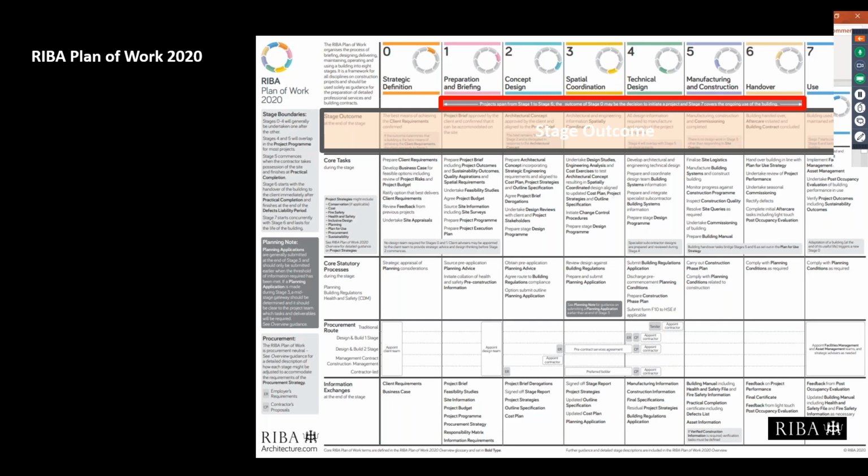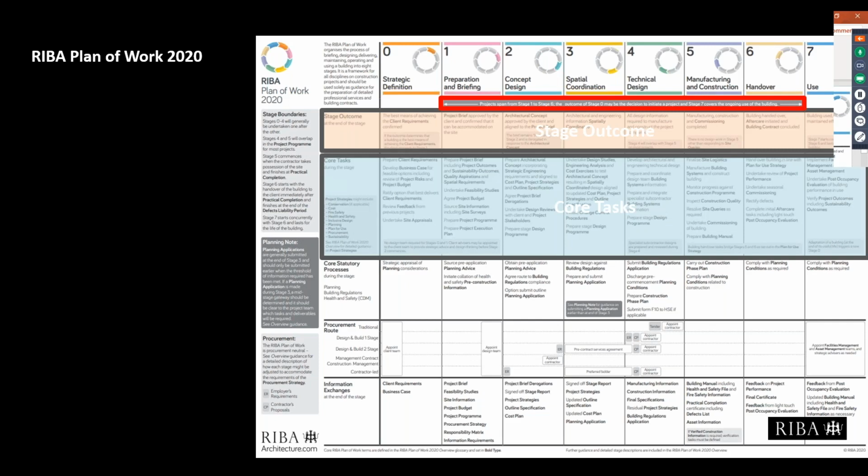The next thing we've done is update the core tasks which are done at each stage. Now, this is not a comprehensive list of the tasks, nor does it say who does the tasks. These are just the absolutely crucial things that underpin the success of the Plan of Work and how you navigate from one stage to the next, and really are the tasks that are crucial to the success of a project.